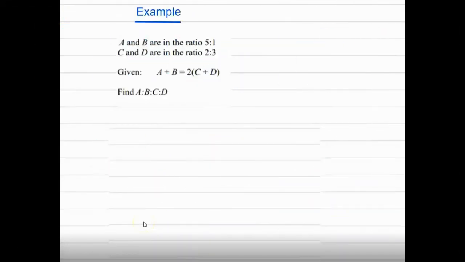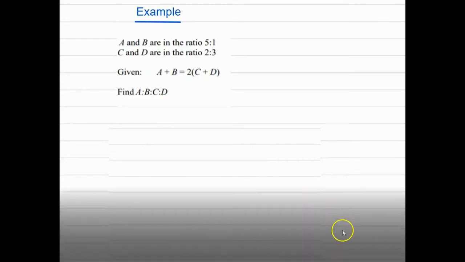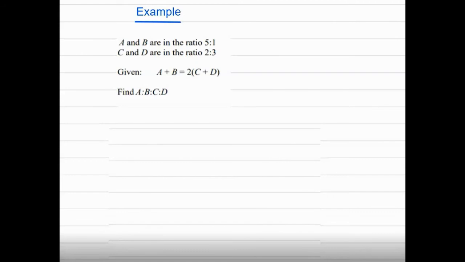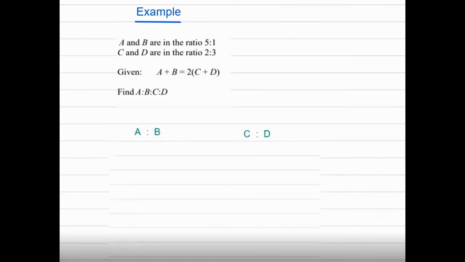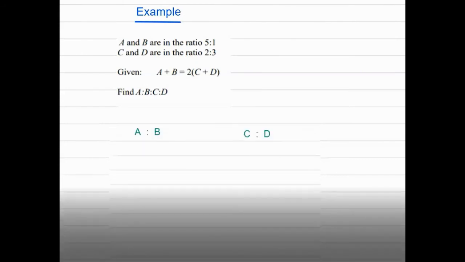Here is another example of a hard ratio problem. A and B are in the ratio 5:1, C and D are in the ratio 2:3. Given that A plus B is equal to twice C plus D, find A to B to C to D. So first we start by writing the headings. You have A to B and C to D. A to B is 5:1 and C to D is 2:3.